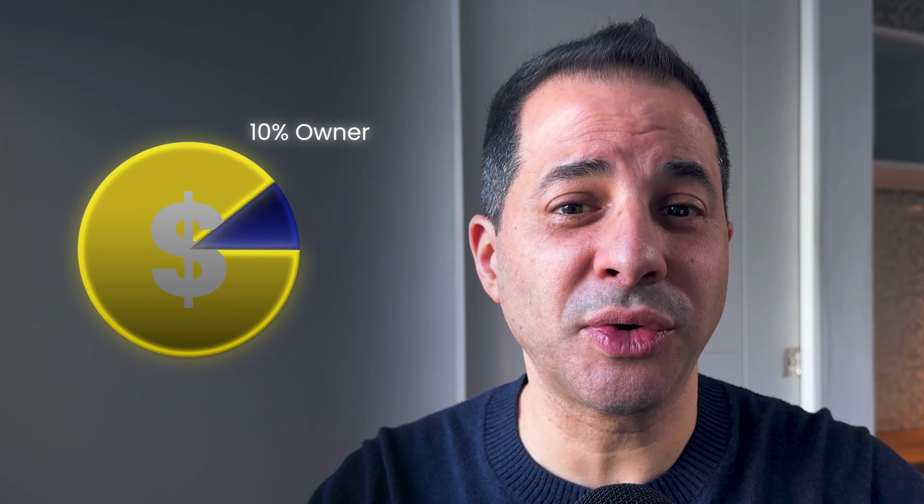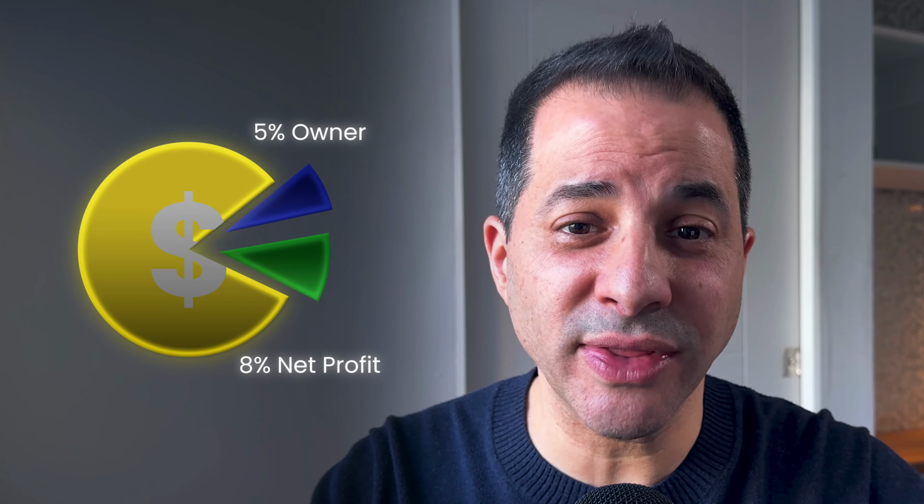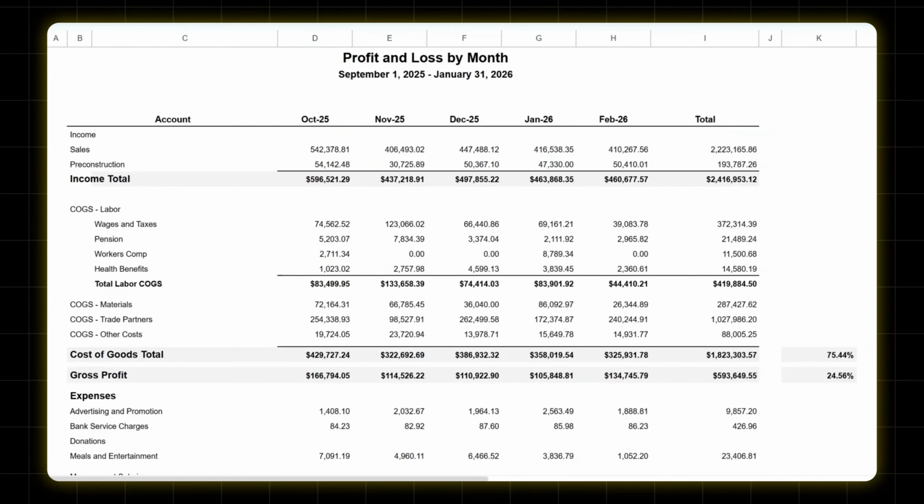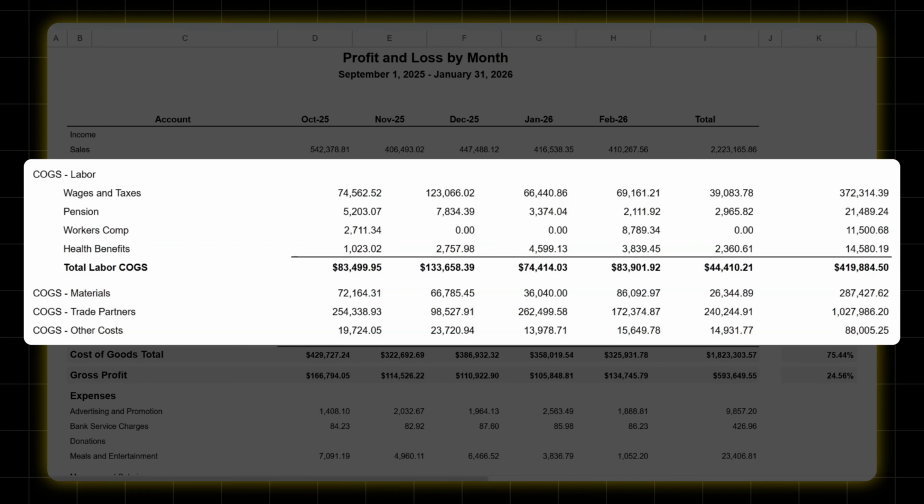Not every business owner is going to take the full 10%, and a healthy net profit can still be around the 8% mark. But if you're below that number in the bottom line, but your gross profit is telling you a different story, then it's time to go back to the COGS section and see if you have any of these critical mistakes that we've covered in today's video, because that's almost always where the answer is hiding.